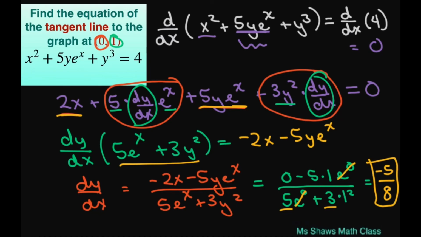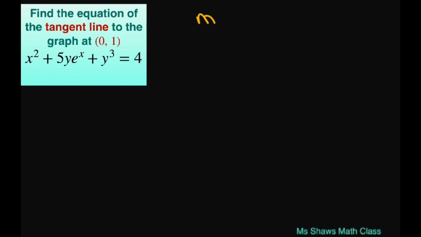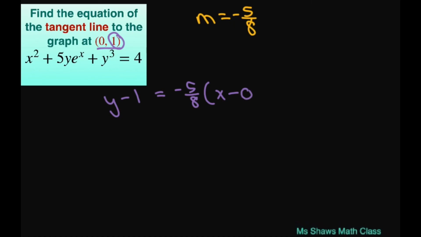Now we just have to find the equation of the tangent line once we have the slope. So let's write down the slope is negative 5/8, and then go ahead and fill this out using the point-slope formula. So it's y minus 1, that's your y value, equals negative 5/8 times x minus 0. All right, so this is going to give you y equals negative 5/8 x. We don't have to worry about this 0. Just cross that out. Add the 1 to both sides, and we are done.